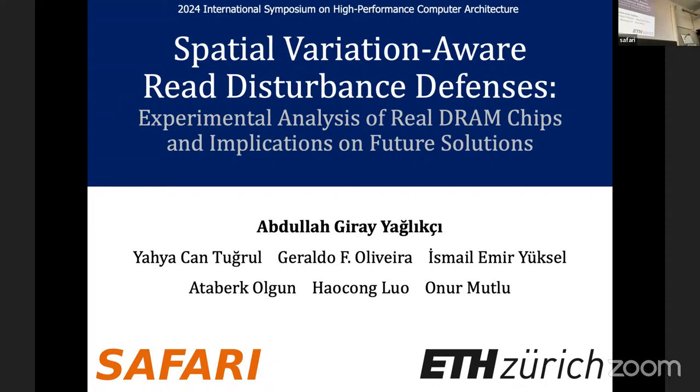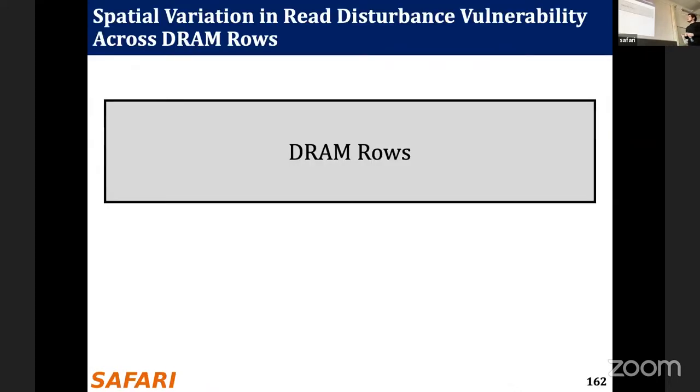This is called spatial variation aware redistributed defenses: experimental analysis of real DRAM chips and implication on future solutions. Actually, this is a two-part study, both improving our understanding of the RowHammer vulnerability and devising better solutions with that understanding. The basic idea is that you have spatial variation in read disturbance vulnerability across DRAM rows. Read disturbance is referring to RowHammer here.